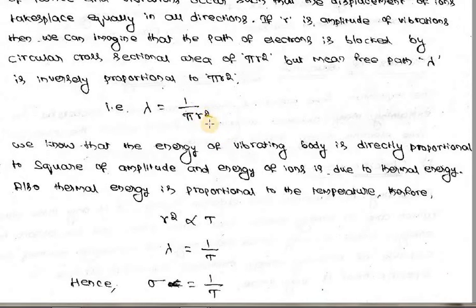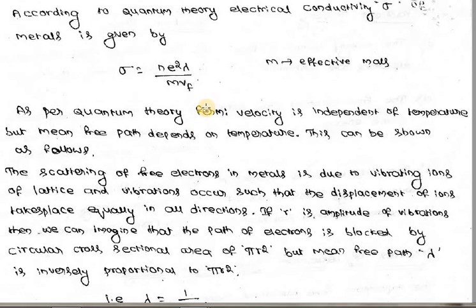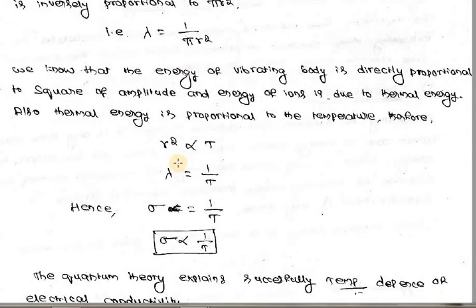So you know that the amplitude of vibration is directly proportional to temperature. Why? As the temperature increases, the vibrations also increase, so that radius also increases. So if r square is directly proportional to temperature, then lambda is inversely proportional to temperature. And look at the expression for sigma, the electrical conductivity. It is directly proportional to lambda. Since lambda is inversely proportional to temperature, sigma is inversely proportional to temperature. Got it?